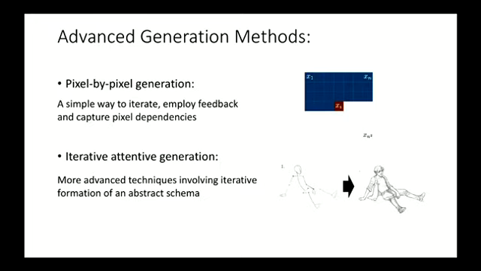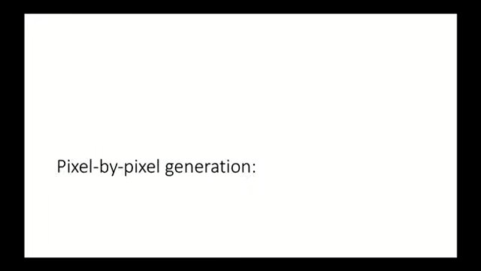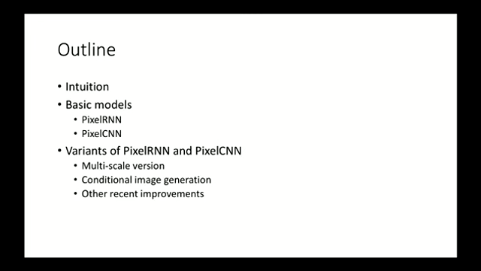Okay. So the roadmap would be, first I would be talking about the intuition. Then we'll discuss the basic models of pixel RNN and pixel CNN, and then Hsiao will discuss the variants of pixel RNN and pixel CNN.